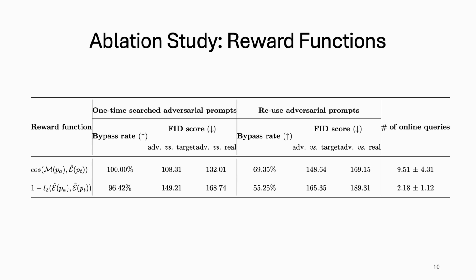We also have two variants of the reward function, one based on cosine similarity between the generated image and the word embedding of the input prompt, which is our default version, and the other based on the L2 distance between the text embeddings of original and adversarial prompts, which can be found in the appendix. This table shows the comparison between the two reward functions. Cosine similarity results in a higher bypass rate and better image quality for both one-time and reuse attacks, while L2 distance results in a smaller number of online queries.